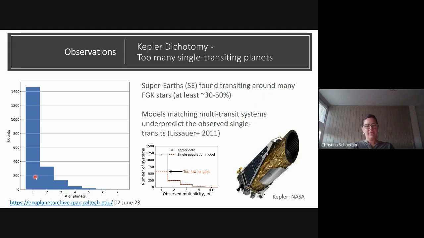We can see there's a large number of single transiting systems. This could either be a single planet, or only one of those planets sits in the right plane of the sky so we can see it edge on. Then we have a smaller number of double transits, triple, quadruple, and the number then starts to disappear.